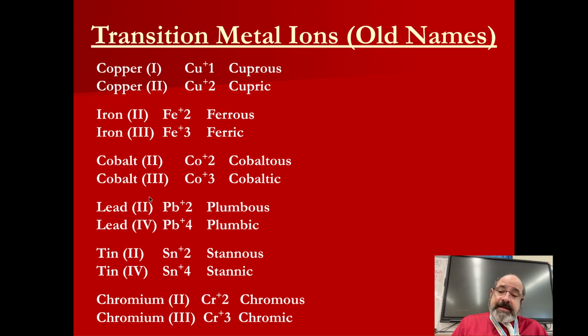Cobalt can be 2 and 3. Lead can be 2 and 4. Tin can be 2 and 4. Chromium can be 2 and 3. Notice they're all pluses. They're metals. Metals are losers, so they're all going to be plus charges. They're going to be cations. So the old-fashioned name, which you will see in labels: cuprous, cupric, ferrous, ferric. So these are the -ous and -ic names, which when we get to acids, you'll see where they fit in.